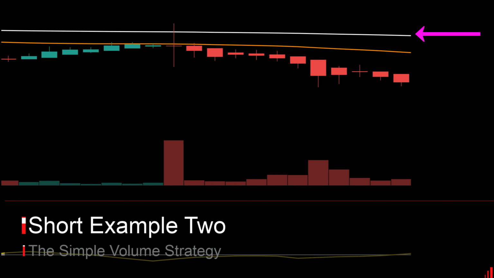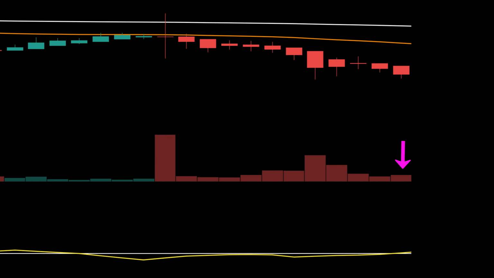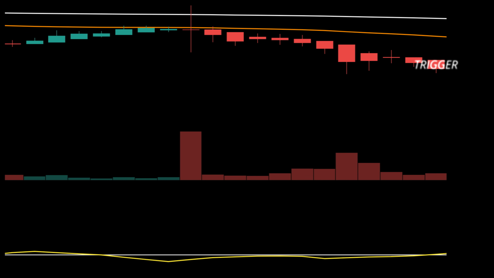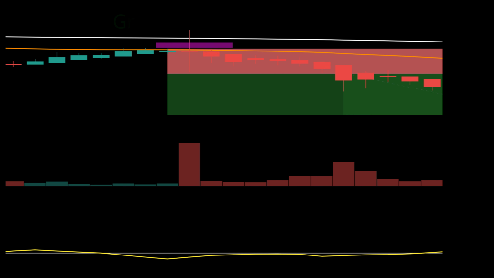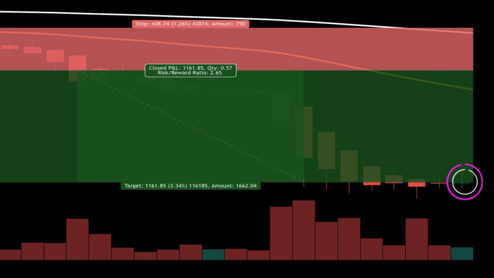The 200 EMA in white is over the 50 EMA in orange. A red Fibonacci candle closes. There is an increased amount of volume as compared to the previous candle. And finally, the ADX just crosses above the 25 level. This is our trigger candle. The stop is placed at the top of the most recent red Fibonacci candle, and we leave the trade open until the first green Fibonacci candle prints. And this example is closed with a nice 2.65 risk versus reward.